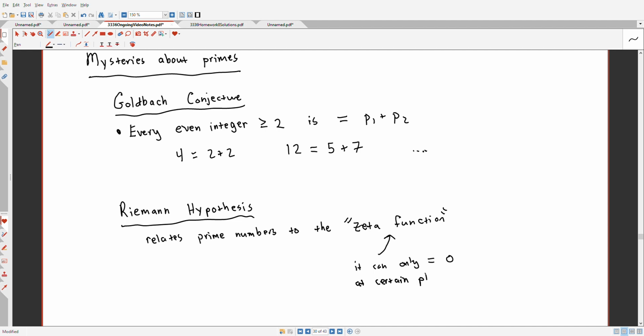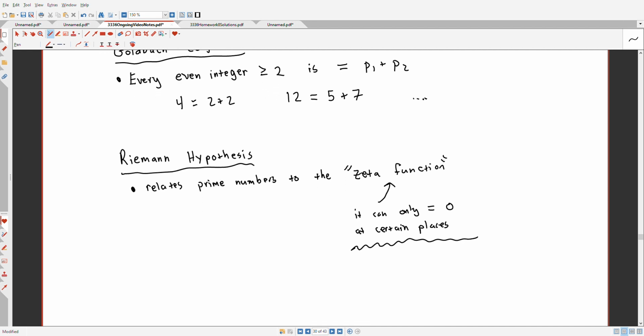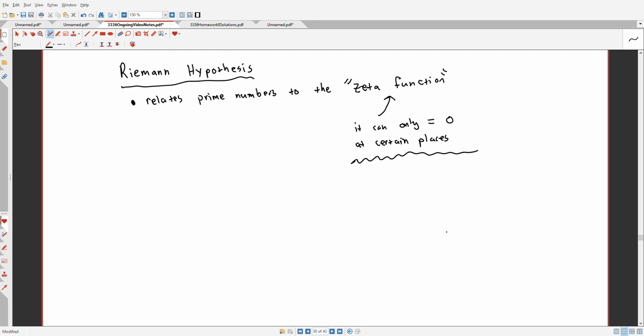And it turns out that knowing this fact, right, being able to prove that this zeta function can only spit out 0 at these conjectured places actually helps you understand how prime numbers work. So everything I'm writing down here is sort of a mystery. We really don't know if the Riemann hypothesis is true. We don't know if this part is true. We know that the zeta function is related to prime numbers, but we don't know this underlying part.